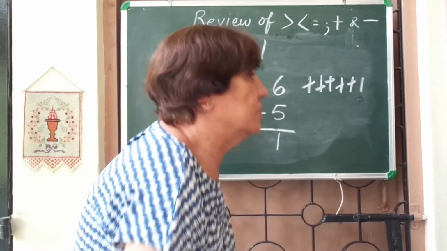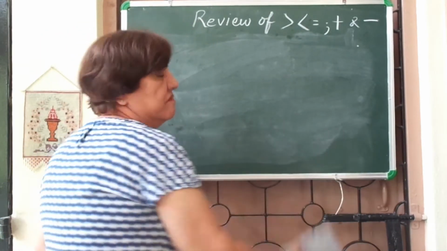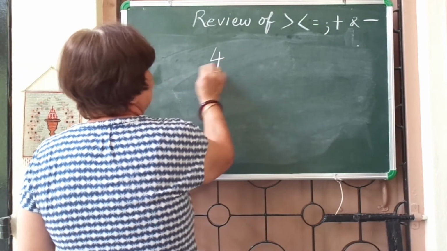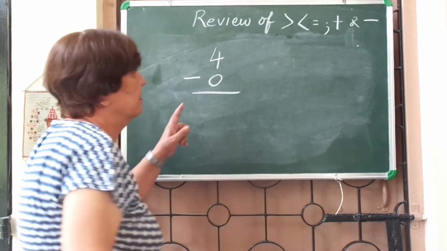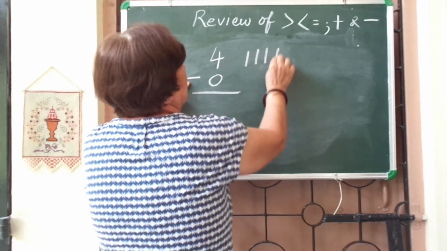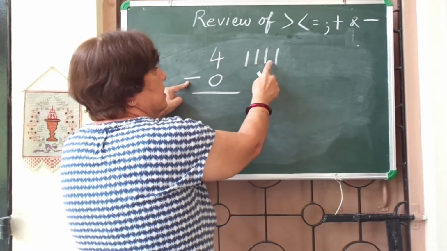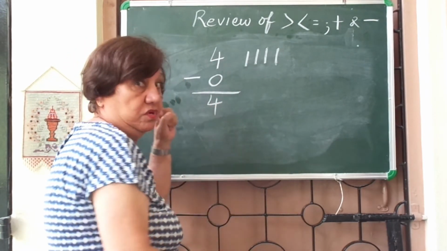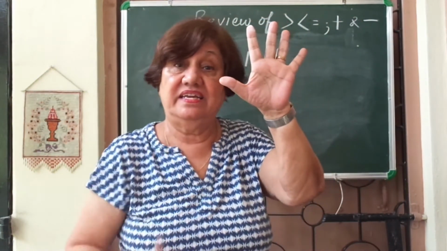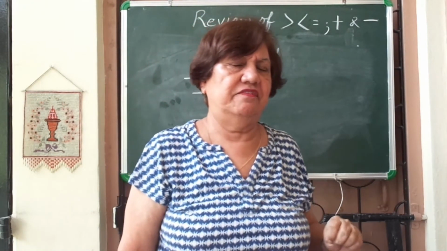Now, I'm going to teach you when you take away 0. From any number, you take away 0. For take away means minus. So, I have got 1, 2, 3, 4 and I'm not taking away anything. So, how many are left? 1, 2, 3, 4 and I'll write 4 down. Okay? So, when we have 5 fingers and I don't take away anything, how many fingers will remain? 5.